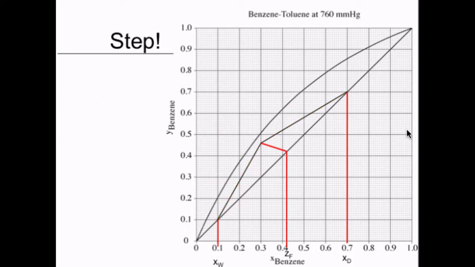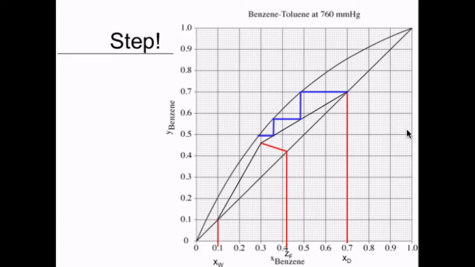And it's time to step. In this course we will begin from the top, so we begin by drawing a line like this, and then we make a vertical line and a horizontal line, and we continue like this. Then the question comes, when do we switch between the upper operating line and the lower operating line?